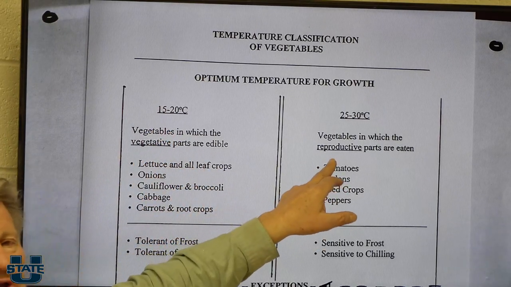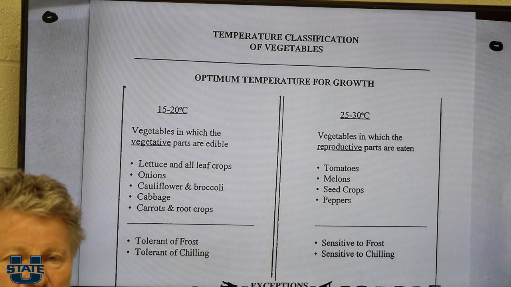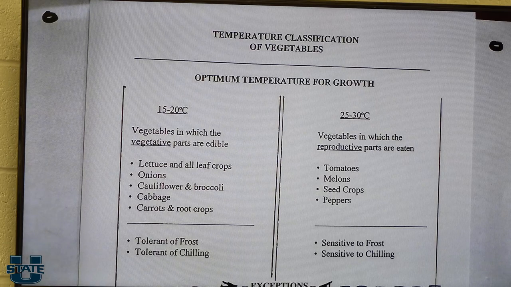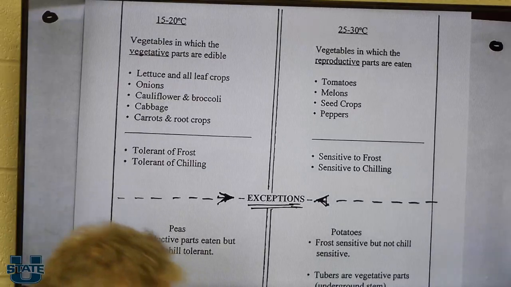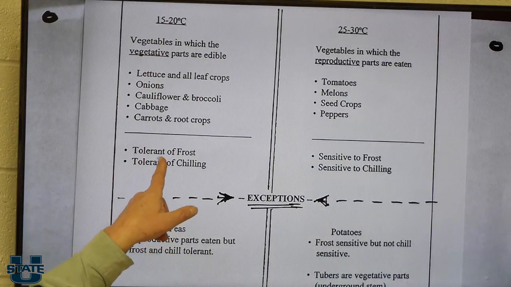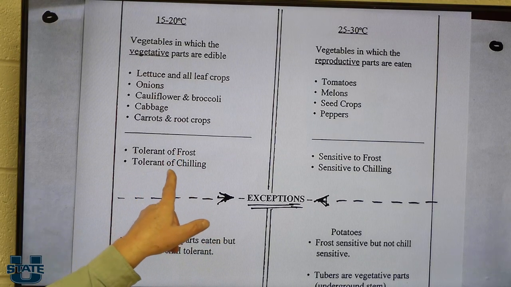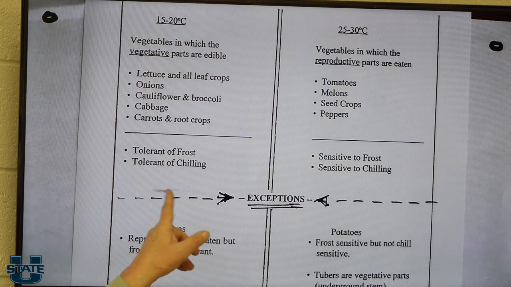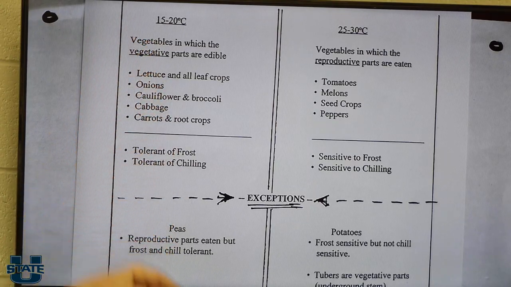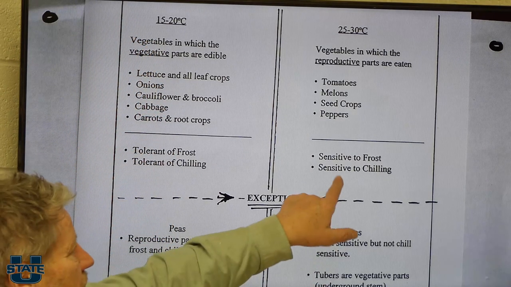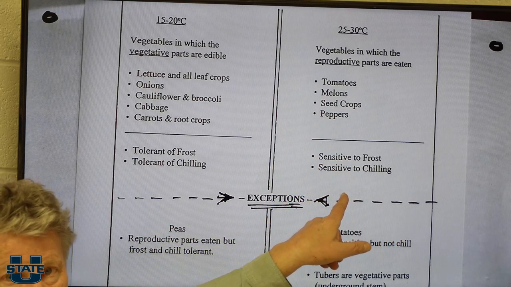Over here, if we eat the reproductive parts, tomatoes, melons, seed crops, peppers, these are reproductive plants, all right? The structure that we eat dictates which class they're in. Then, all of these are tolerant of frost. They can take temperature slightly below freezing, and they are tolerant of chilling. They just don't get chilling injury. And right now, this time of year, we want to be planting all of these because they don't have this problem. Over here, these are sensitive to frost, and they're also sensitive to chilling, all of them.